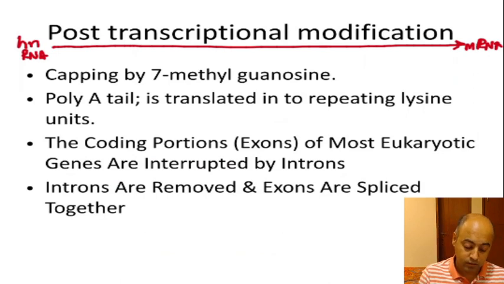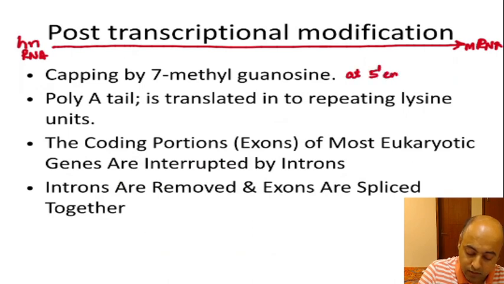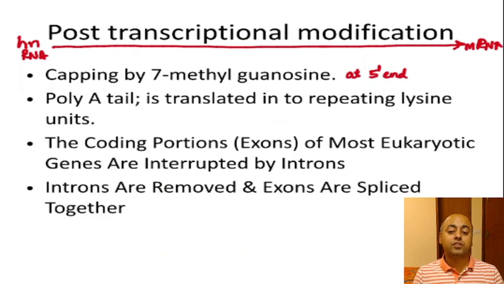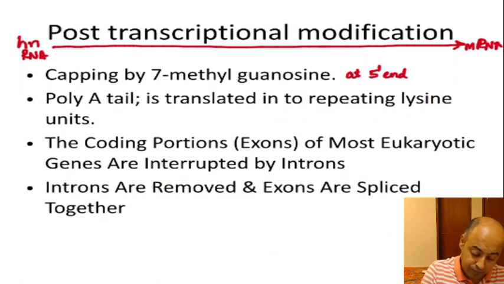So what do you find? Number one, there is capping. Capping means addition of 7-methyl guanosine at the 5' end. Second is the poly A tail. Poly A tail, if you carry out the translation, it will get converted into polylysine. But here also, the poly A is attached at the 3' end.